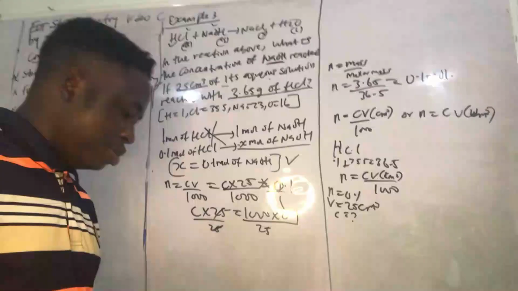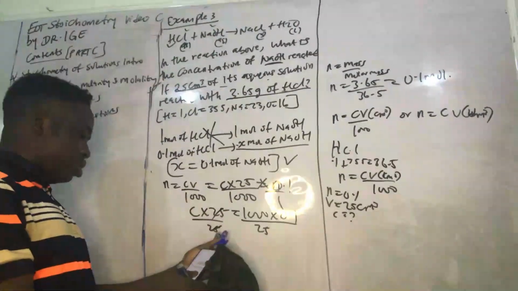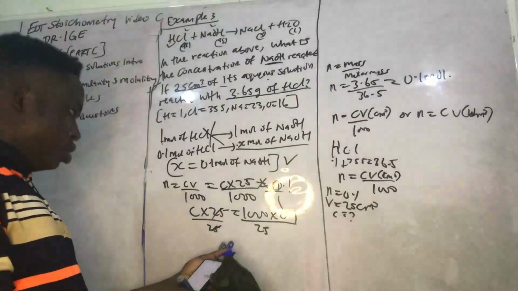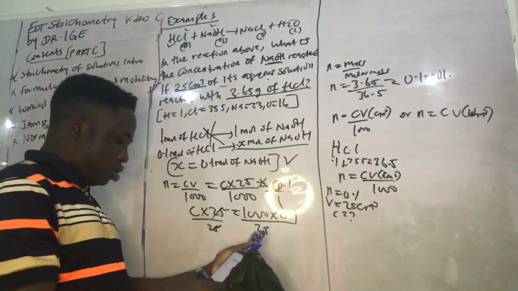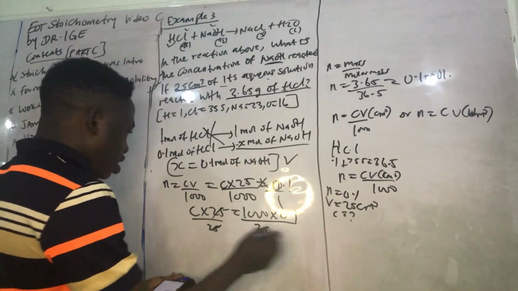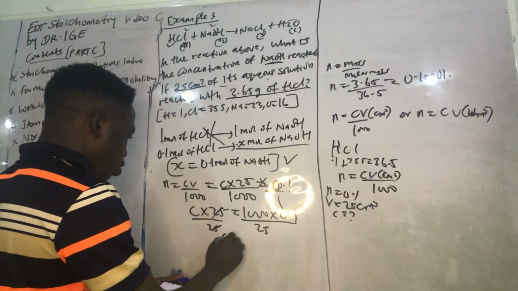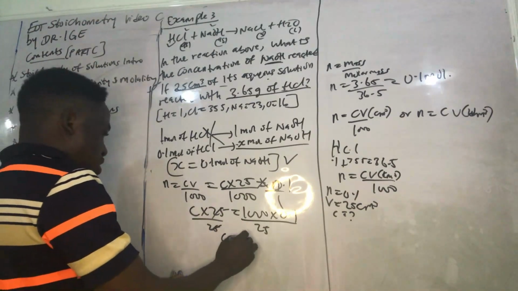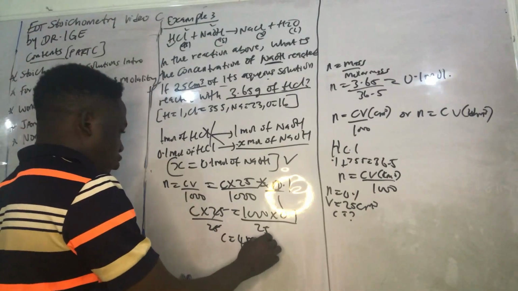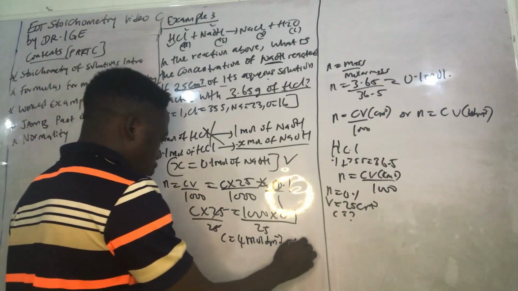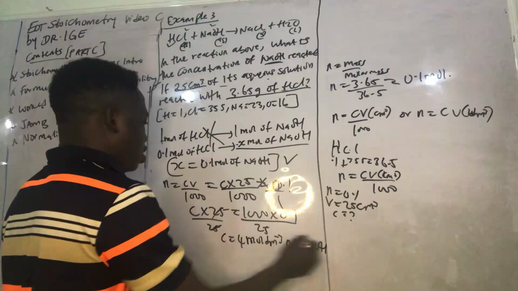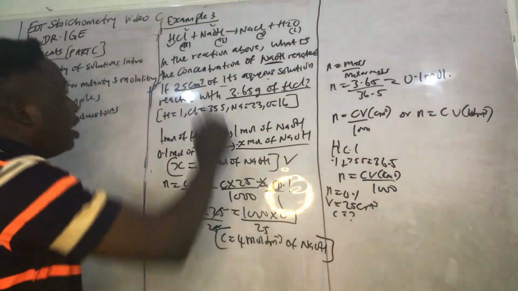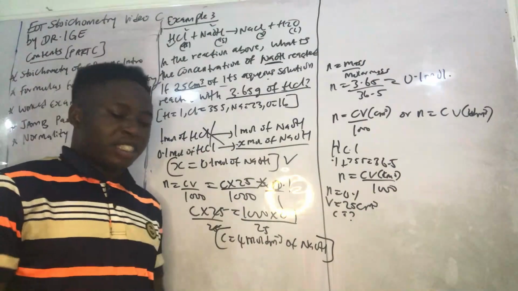So we now have 1000 times 0.1 divided by 25. So C is equal to what? 4. What is the unit? Is it mole per dm³? Yes, mole per dm³. So we have 4.0. So the concentration of this is actually 4.0 mole per dm³.